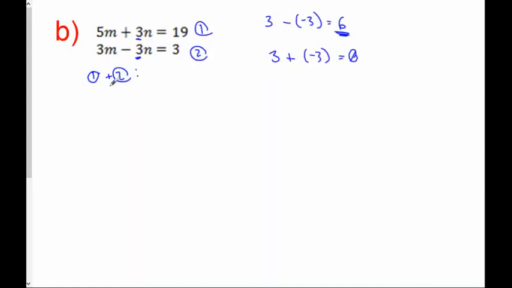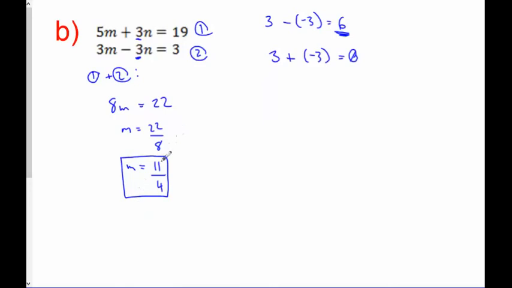So 5m plus 3m, that gives me 8m. And as I've just shown over here, 3 plus -3 is going to be 0, so n is now eliminated from the system. And then 19 plus 3, that gives me 22, which means m is going to be 22 over 8, which I can actually reduce to 11 over 4. Right, so I'm halfway done the question.